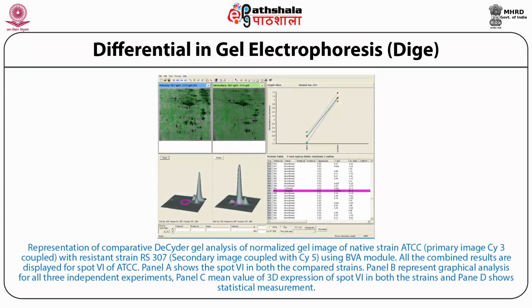This shows the representation of comparative DeCyder gel analysis of normalized gels of the native ATCC strain and the resistant strain using the BVA module. All the combined results are displayed for a particular spot, that's spot 6. Panel A shows spot 6 in both the compared strains. Panel B represents the graphical representation for all three independent experiments. Panel C shows the mean value of 3D expression, while panel D shows the statistical measurement of these spots.